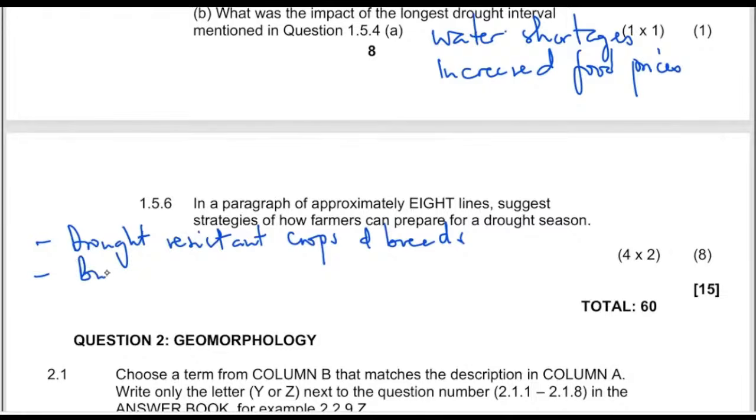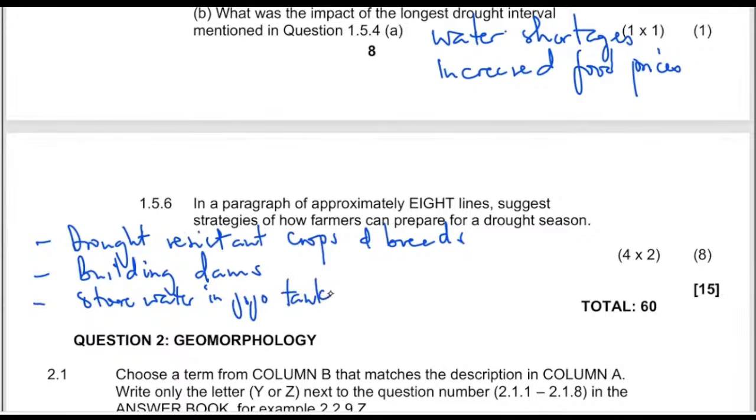Then also we look at building dams. They can also try to build dams so that they can have water for irrigation purposes. We can also have water storage, store water in JoJo tanks. And also we can look at the use of awareness campaigns so that people are equipped with the knowledge of how to conserve the water resource. So awareness campaigns can also help. And also we can look at farmers taking initiative to plant trees.